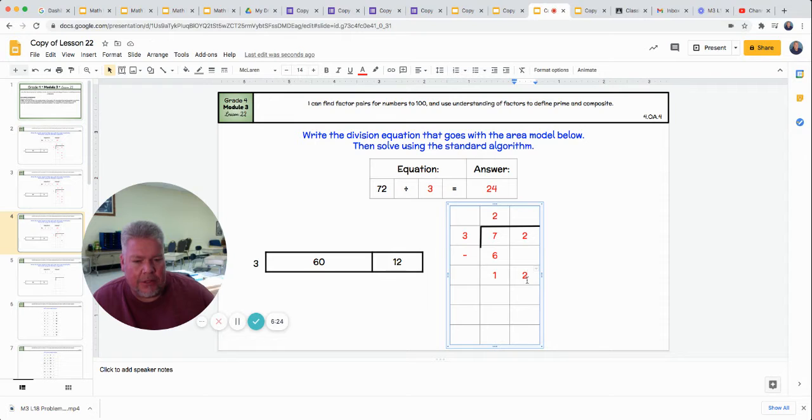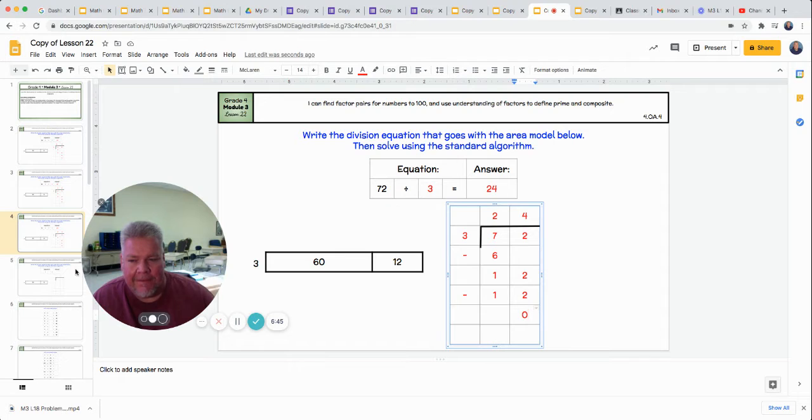How many 3s are in 12? There are 4 3s in 12. 4 times 3 is 12. And then we subtract that. 12 minus 12 is 0. So 72 divided by 3 is 24. That's what we put up here.